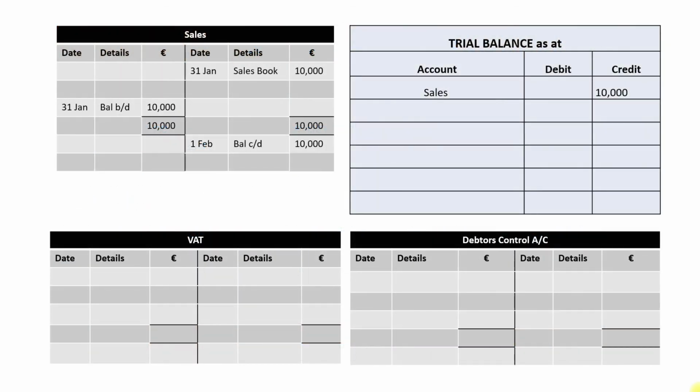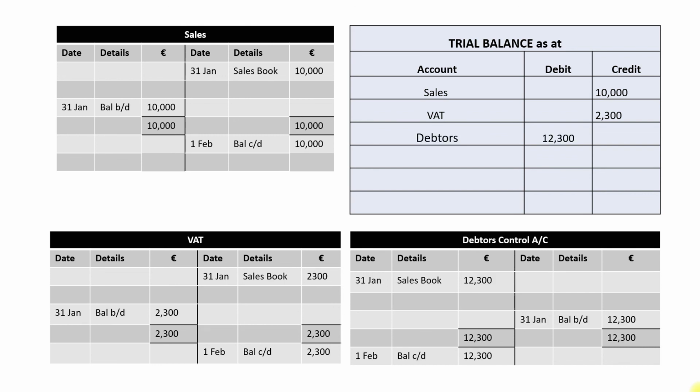Because we have an account called sales, we must enter a line in the trial balance called sales. And because the brought down balance is on the credit side of the account, so too will the entry in the trial balance. The VAT account is treated in the exact same manner. The brought down balance in the debtors ledger is on the debit side of the account, so the entry in the trial balance will also be on the debit side.